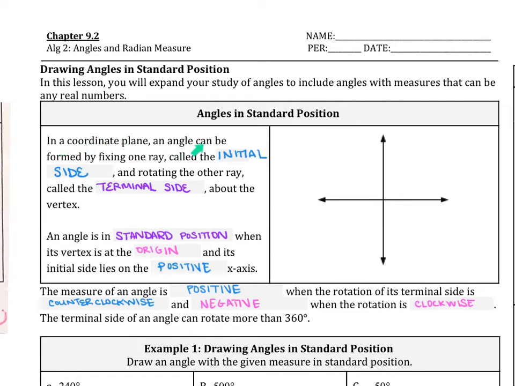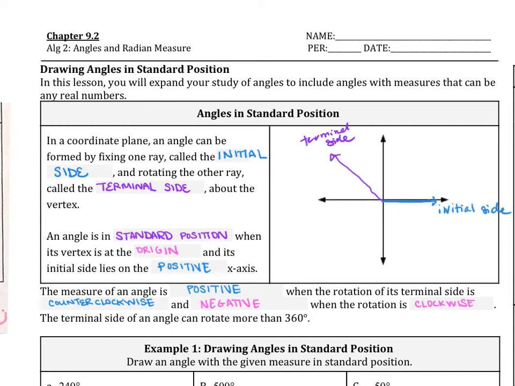In a coordinate plane, an angle can be formed by fixing one ray called the initial side. So the initial side is here. It is always on the positive x-axis. So this is the positive x-axis, this is the negative x-axis, positive y-axis, and the negative y-axis. So the initial side is here where it starts, and then rotating the other ray called the terminal side. So the terminal side is here, and this is our initial side.